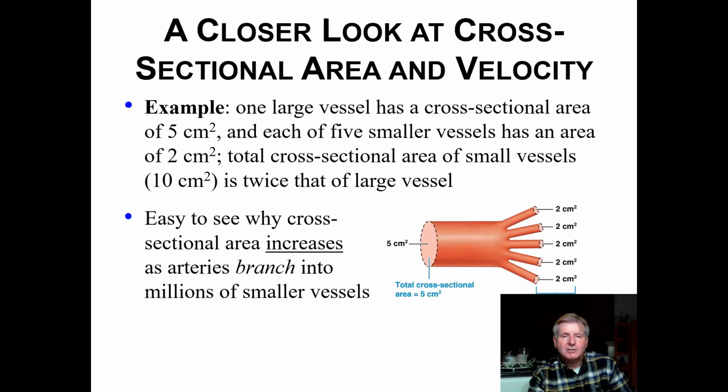You can see that in this little illustration where the total cross-sectional area of the artery, once it branches into the 5 smaller branches, even though they're smaller individual areas, you add the sum of all 5, you get 10 centimeters squared, which is twice that of your entry point of your artery, which is only 5 centimeters squared.